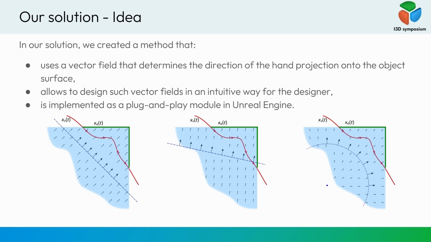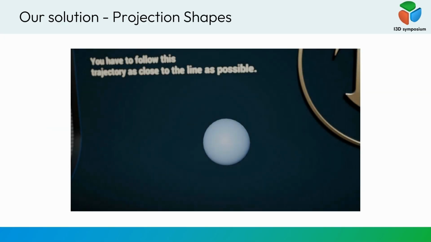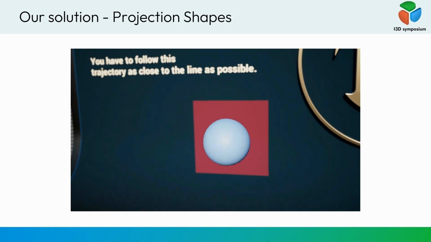Three example vector fields defining projection direction are shown in the pictures here. The first two can be generally visualized as a plane, the third one as a sphere, and because of that we created a method using a visual representation of the projection shapes. The projection shapes are helper shapes that are set up in the vicinity of the object, just as the colliders are usually set up around the mesh.